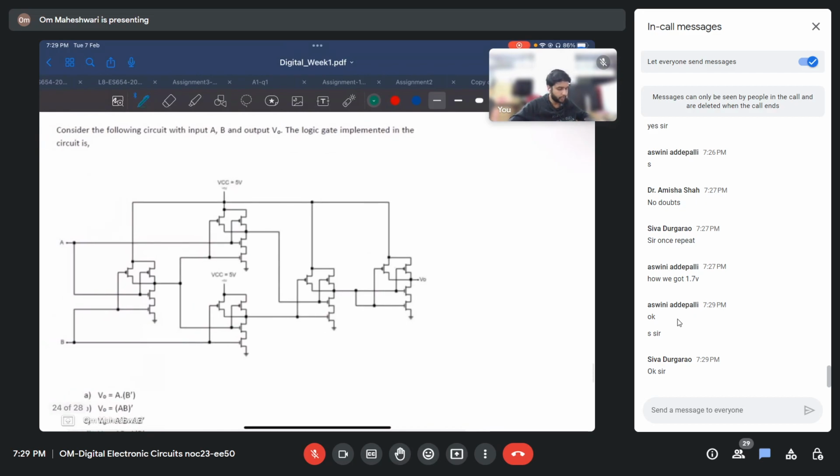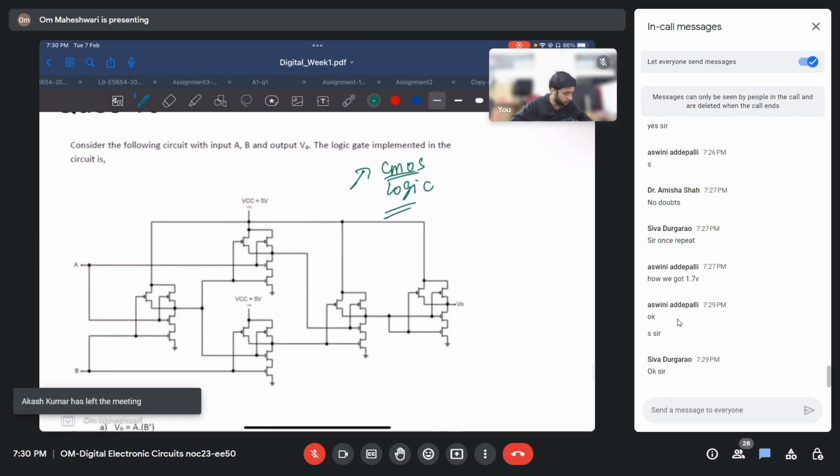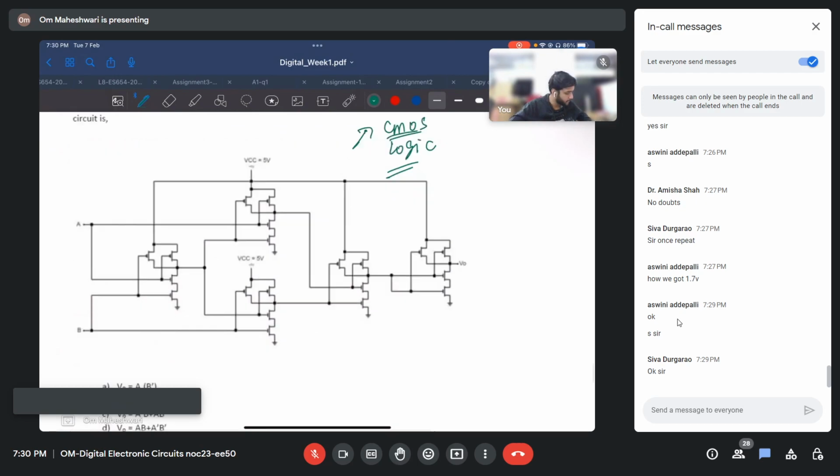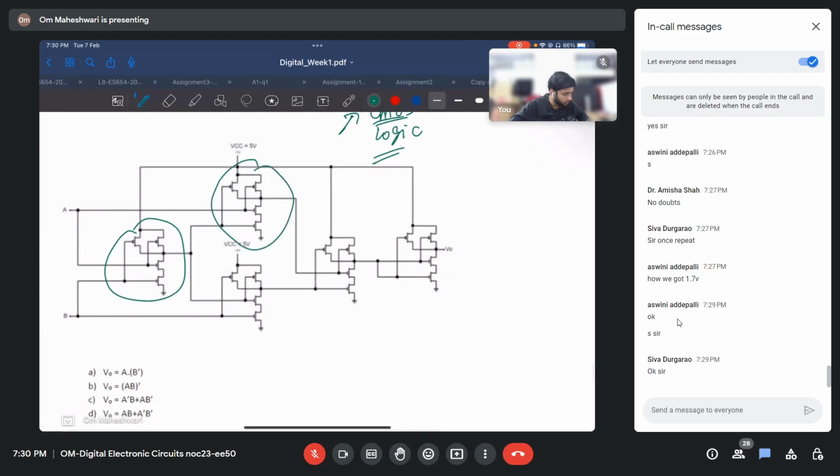Consider the following circuit with A, B, and output V0. The logic implemented in the circuit is... okay. So first of all, this is CMOS logic, and no need to be scared by this. But I think this is a difficult question for the first time. But let us just see. So you see, all these blocks look very similar, right? They're all the same blocks, same kind of configuration of the transistors.